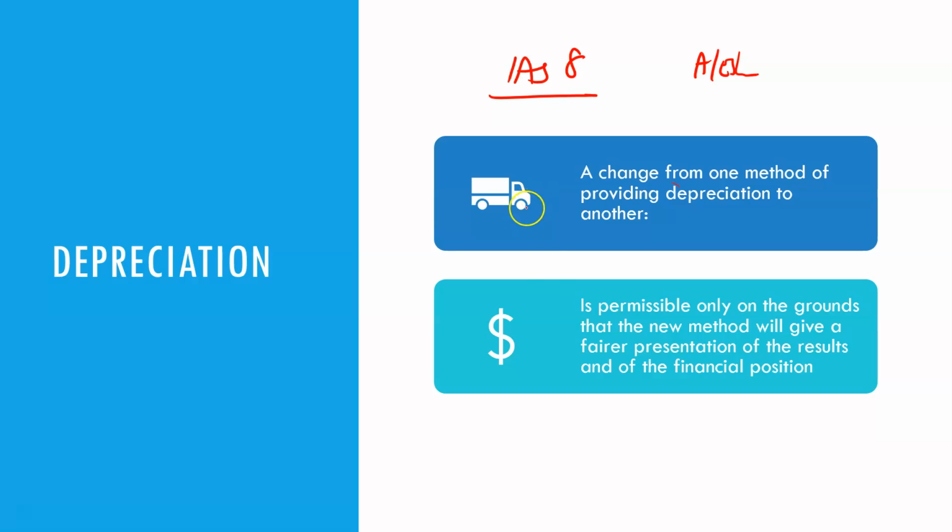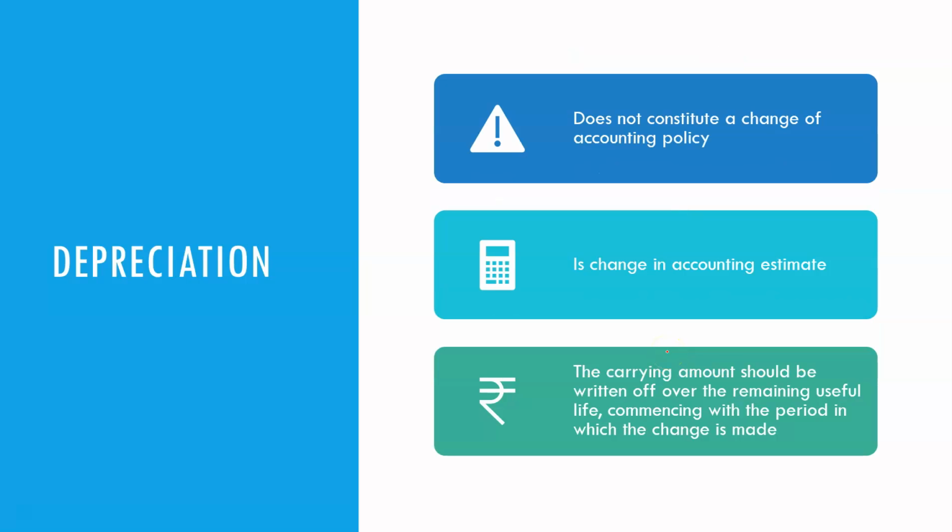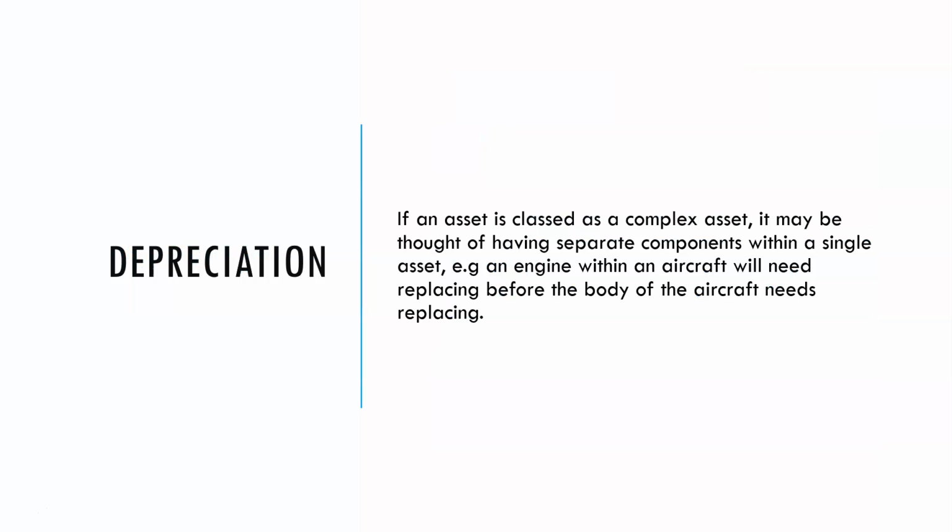But of course, we're changing method because the new method will give a fair representation of the results and of the financial position. Like I say, this is not accounting policy. It is a change in accounting estimate. And then we just recognize the amount over the period remaining.